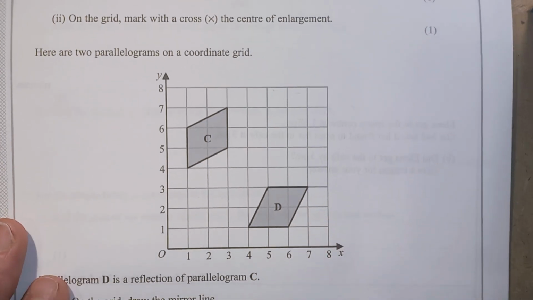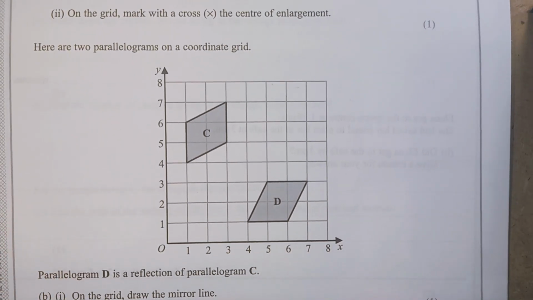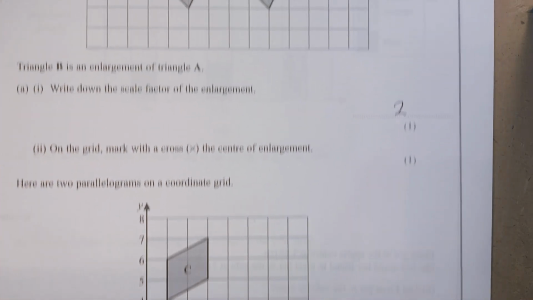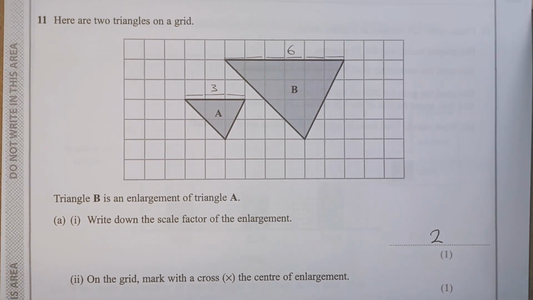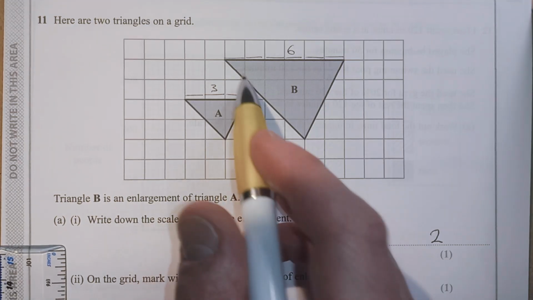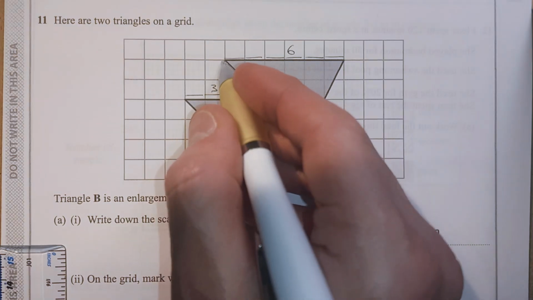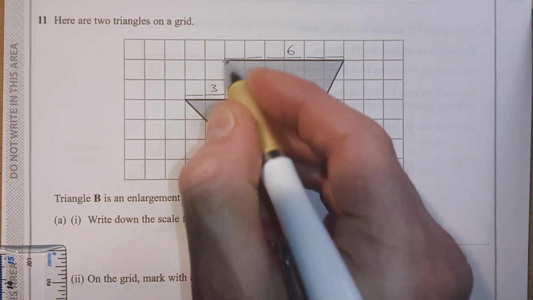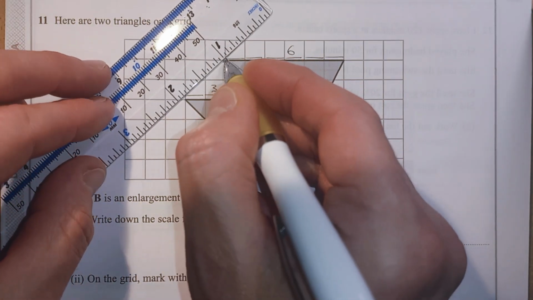Okay. On the grid, mark with a cross the centre of enlargement. So that's going to be back on this one, the centre of enlargement. What we want to do with this is use our ruler and draw a couple of lines. So we want to pick a couple of points on the triangle. I'm going to pick this one here. We want the same point on the small and the large triangle, and just draw a line.